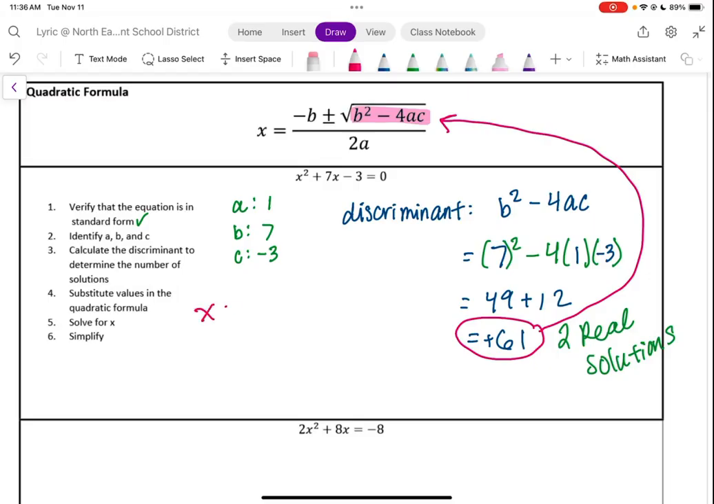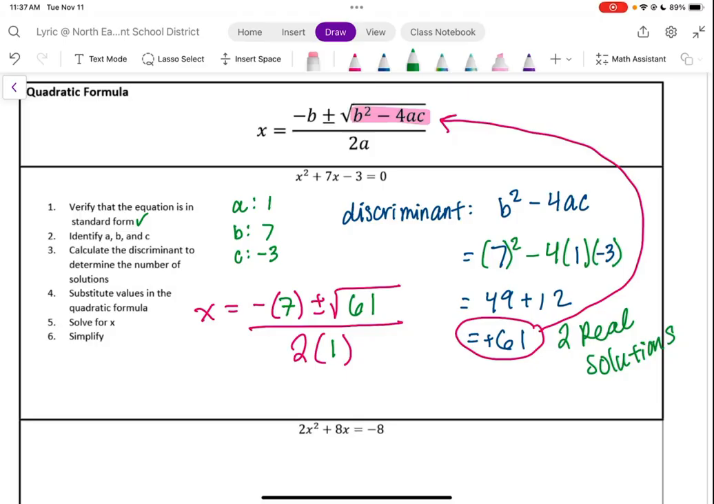Let's say x equals -b. What is our b here? 7. Plus or minus the square root of the discriminant, which is 61. And then we divide it by 2 times a. What is our a value? 1.